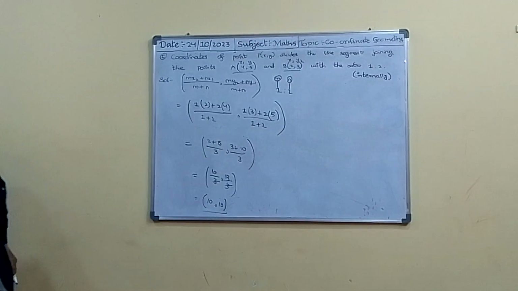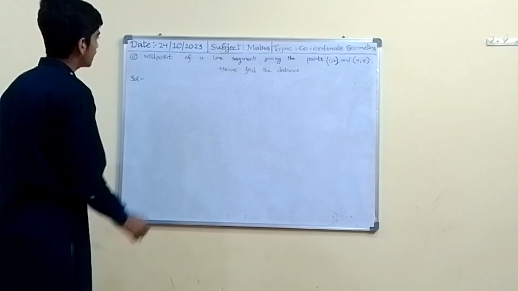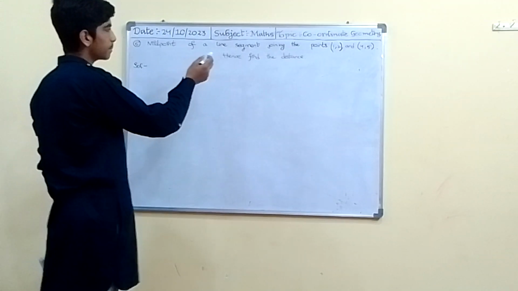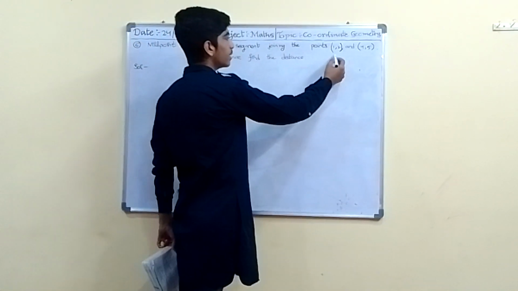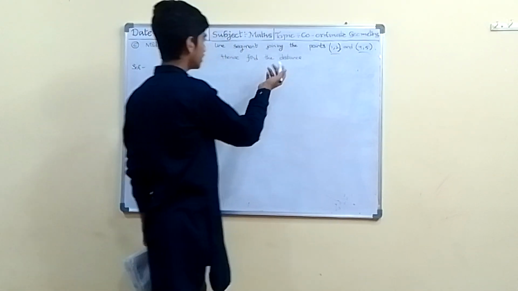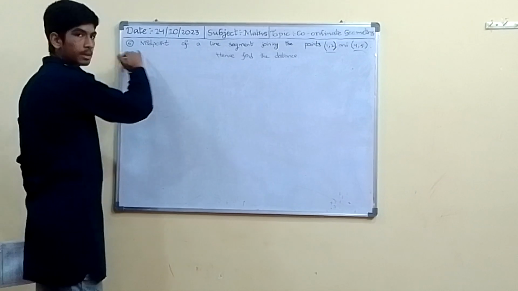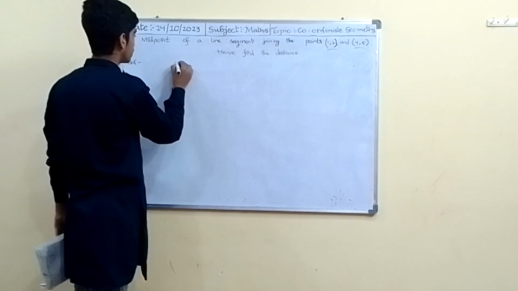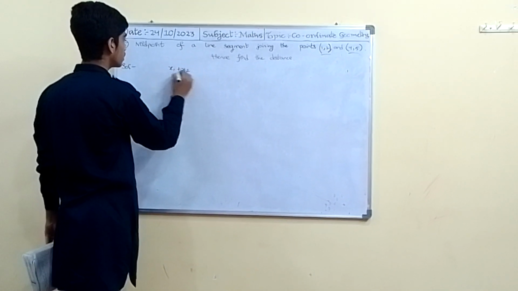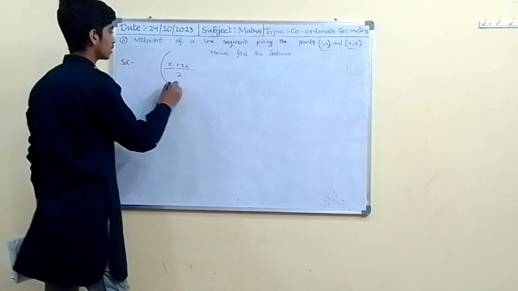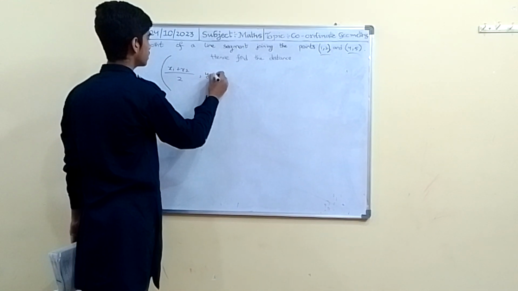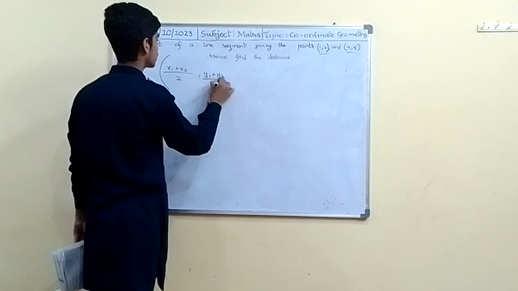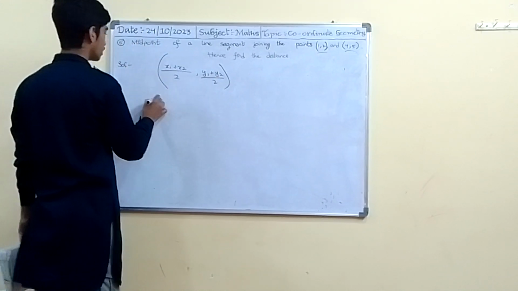Now we can enter into another problem. We have the question: midpoint of a line segment joining the points 1 comma 2 and 4 comma 5. Find the distance. So what is the midpoint formula? We have taken the midpoint formula x1 plus x2 by 2 comma y1 plus y2 by 2. So this is the formula.